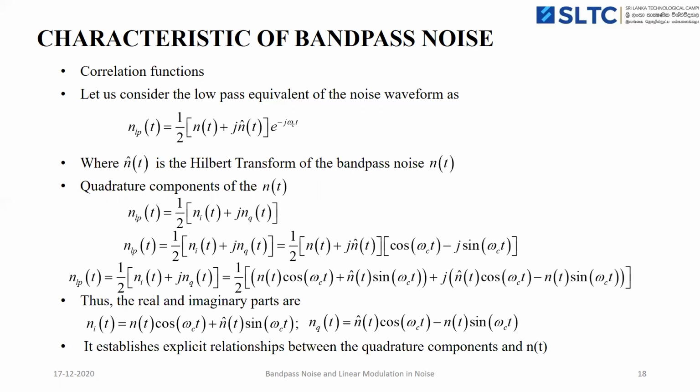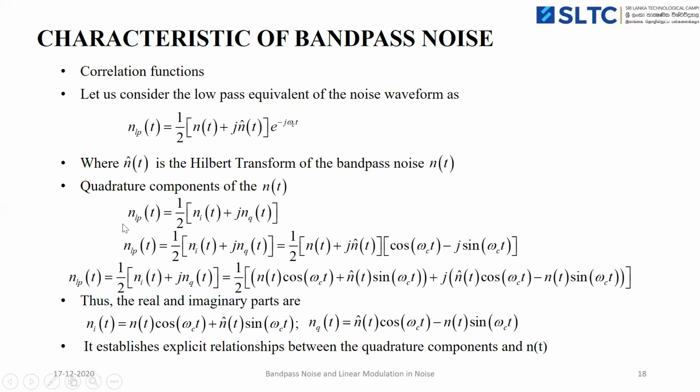And we can look at the correlation function of the bandpass noise. For that, we can write the low pass equivalent of the bandpass noise, n_LP(t) equal to 1 by 2 [n(t) plus j n cap(t)] e power minus j ω_c t. It looks like a Fourier transform of the bandpass noise. And here n cap(t) is the Hilbert transform of the bandpass noise n(t).